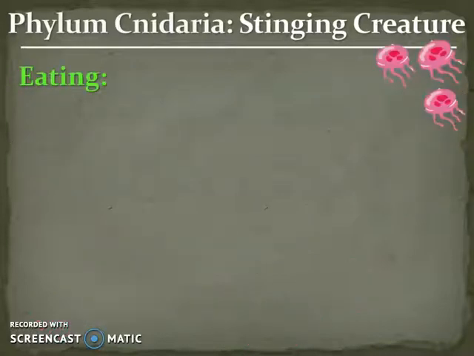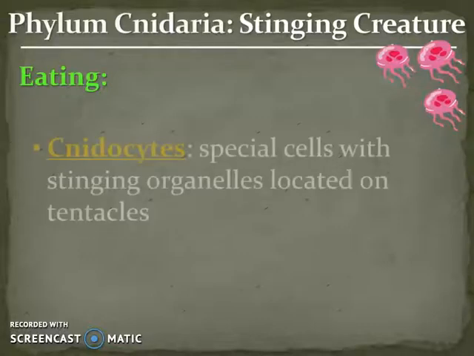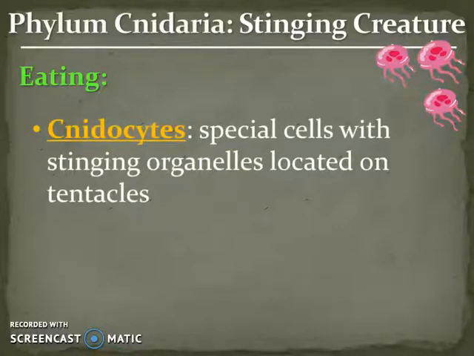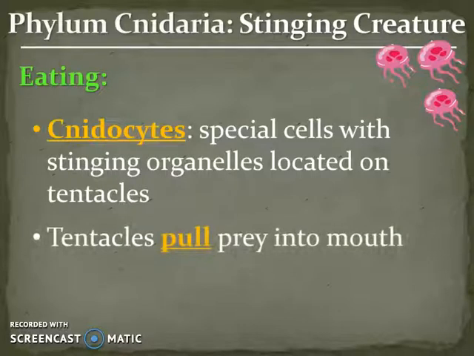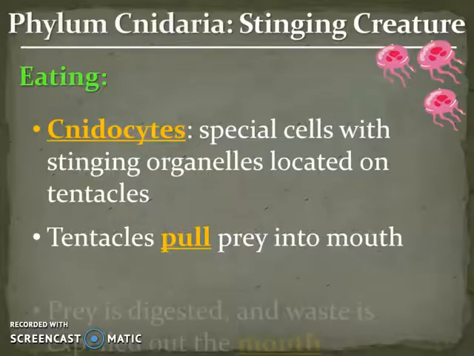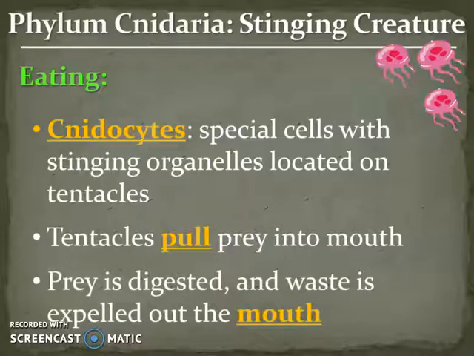In order for Cnidaria to eat, they have these really cool things called cnidocytes. Cnidocytes are special cells with stinging organelles located on them. So they're special cells that cause a jellyfish to be able to sting people. And then once the organism is stung, those tentacles wrap around it and pull that prey into the mouth. Once the prey is digested, the mouth then expels the waste. So the mouth eats and it gets rid of the waste.